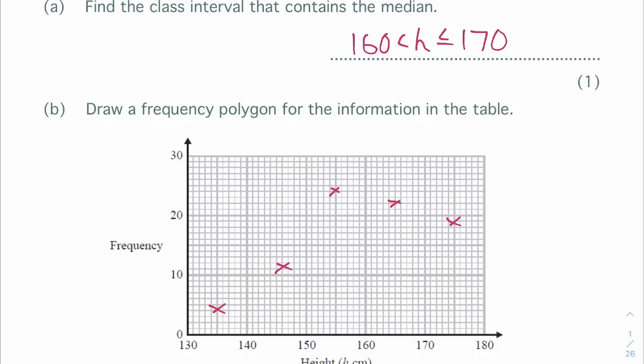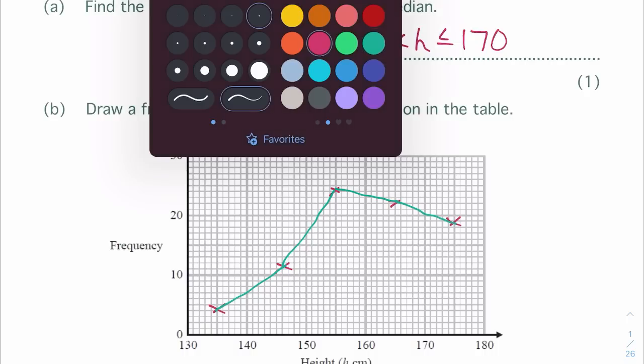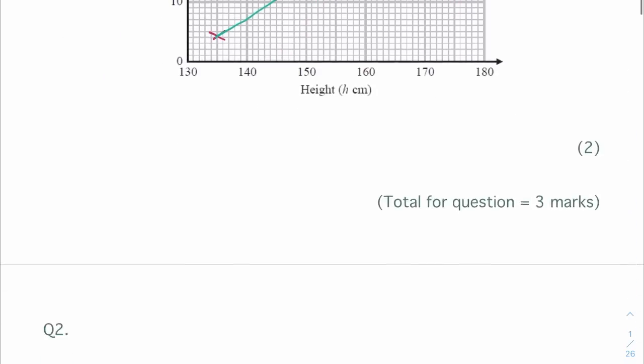you join these up with nice straight lines. Not the easiest for me to do on here, but I'll do my best. And there we go, there is your frequency polygon. So there we go, there is question 1.